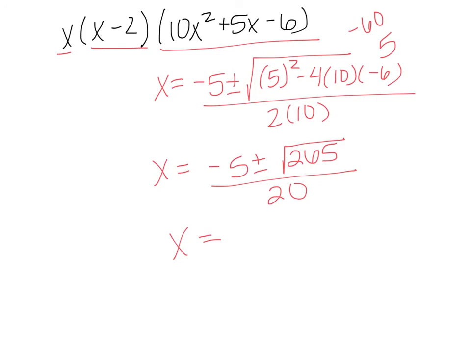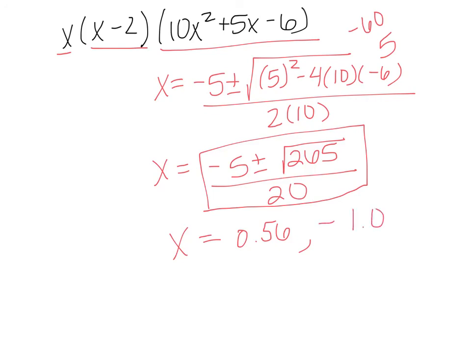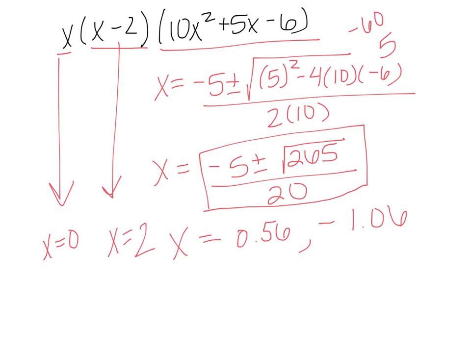Negative 5 plus the square root of 265, divided by 20, gives me about 0.56. And you would not round, you want to list your zeros exactly, but I'm just getting roundabouts where they're at. Negative 5 minus radical 265 divided by 20 gives me negative 1.06. The x out here gives me x equals 0. The 2 out here gives me x equals 2.